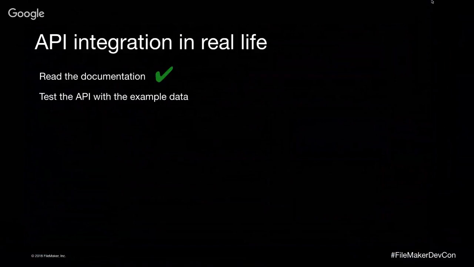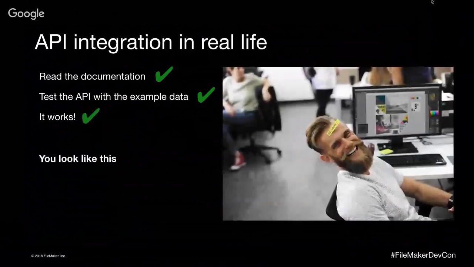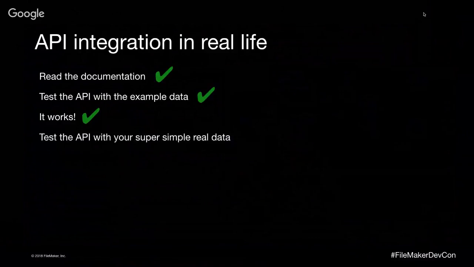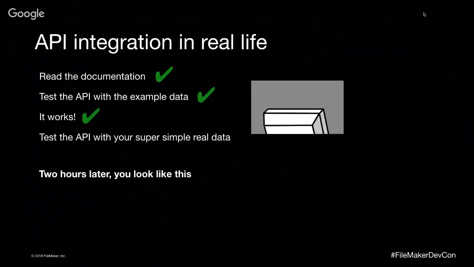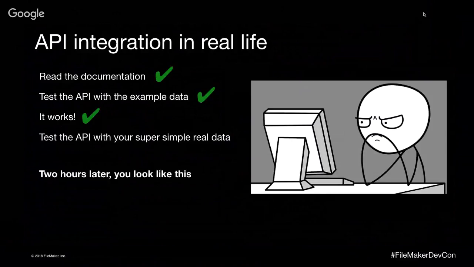Right, so this is what happens normally. You read the documentation, you test the API with your example data, it works, and you feel great. You feel awesome. You're like, I mastered this thing. And then you just try a teeny tiny change. You use exactly the same test API with your super simple data, and you spend hours understanding what I did different. Okay, so what happened there?